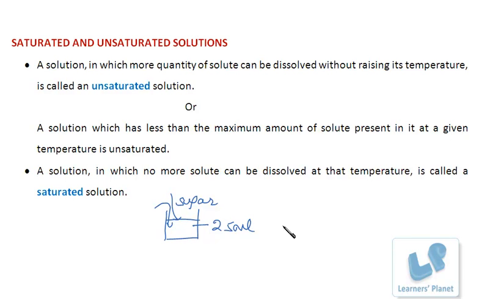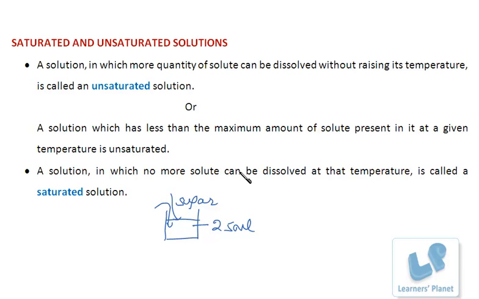So until you can dissolve a solute in the solvent, that is called an unsaturated solution. An unsaturated solution is a solution in which more solute can be added without raising the temperature. See, this solubility is dependent on temperature. And a solution in which no more solute can be dissolved at that temperature is called a saturated solution. So the one in which more solute can be dissolved is unsaturated, and the one in which no more solute can be dissolved is saturated.